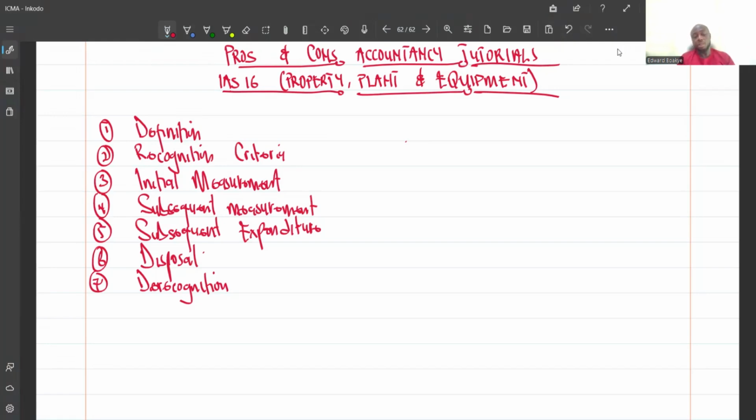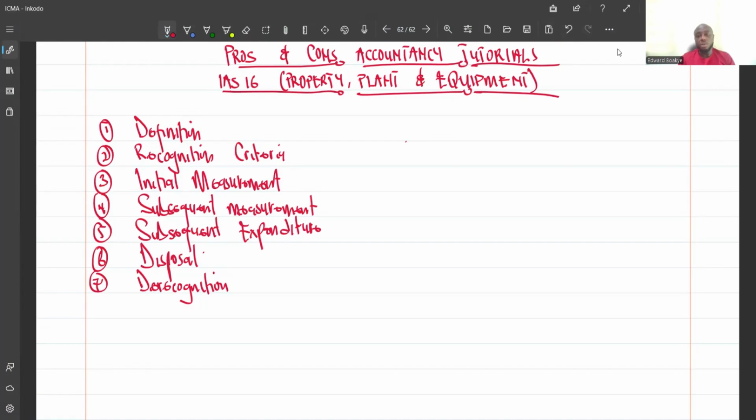Right, so today we want to do something on IAS 16, which is property, plant, and equipment, which we may abbreviate and say PPE. All right. So the issue is, what is IAS 16?